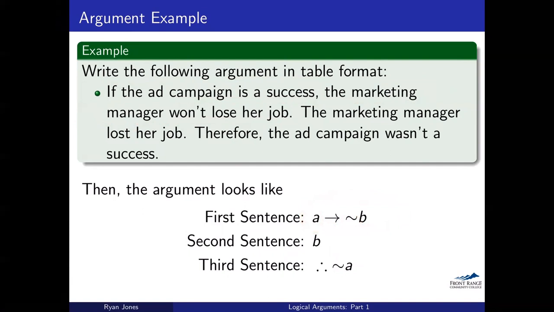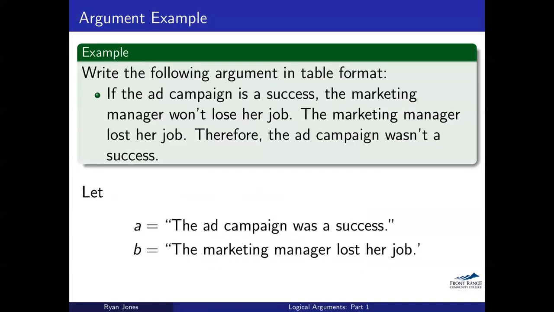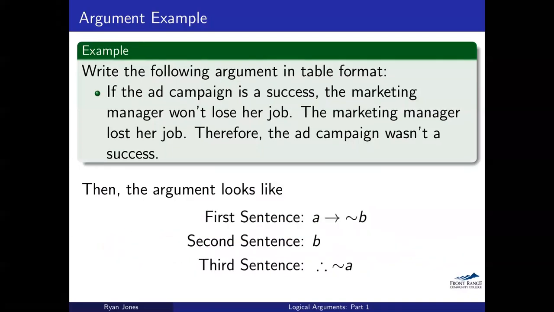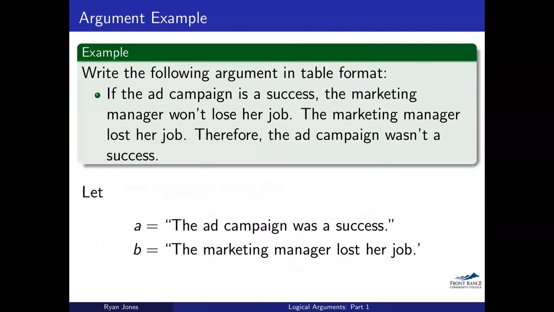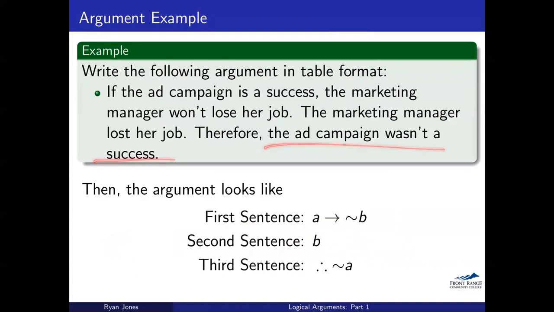The second sentence is the marketing manager lost her job. Well, that's just exactly what B was. So the second sentence is very plainly written, just B right there. This third and last sentence, therefore, the ad campaign wasn't a success. The easy part for us to look at is the ad campaign was not a success. Well, A was that the ad campaign was a success. And I'm telling you that it wasn't here. So that third sentence is going to be a not A. And you're probably finally looking at this weird dotted triangle and you're like, what the heck is that? This dotted triangle here means therefore.